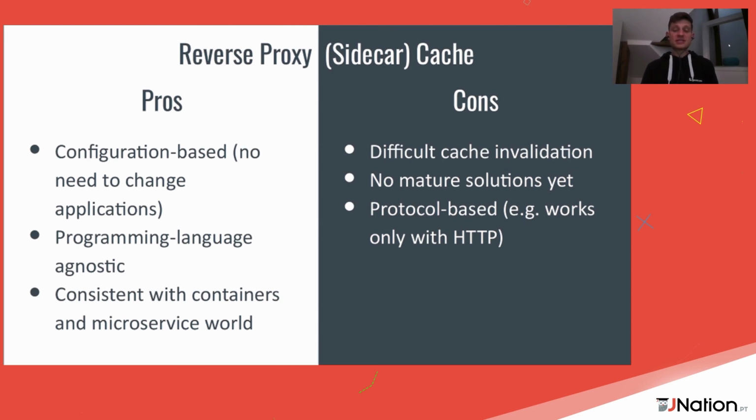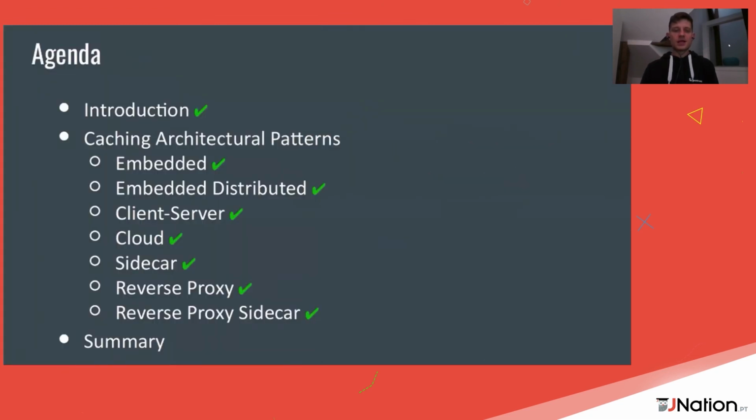From the downsides, we already mentioned it's difficult to do cache invalidation. There are no mature solutions yet. I think it will soon be mature with Istio, but I think they didn't even release this caching yet. And this is protocol based, but this is not a downside. It's something you just need to accept. And like this, we walked through all possible caching patterns that you can use in your system.